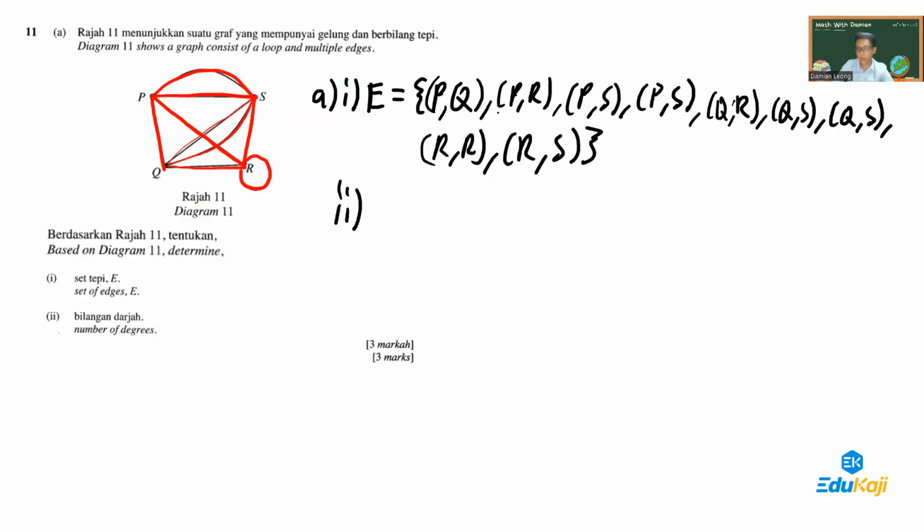For the number of degrees, you count the number of edges: 1, 2, 3, 4, 5, 6, 7, 8, 9. 9 edges means the sum of degrees for all the vertices is 2 times the number of edges. 2 times 9, which is 18. For the sum of degrees for all vertices, you can always take 2 times the number of edges.